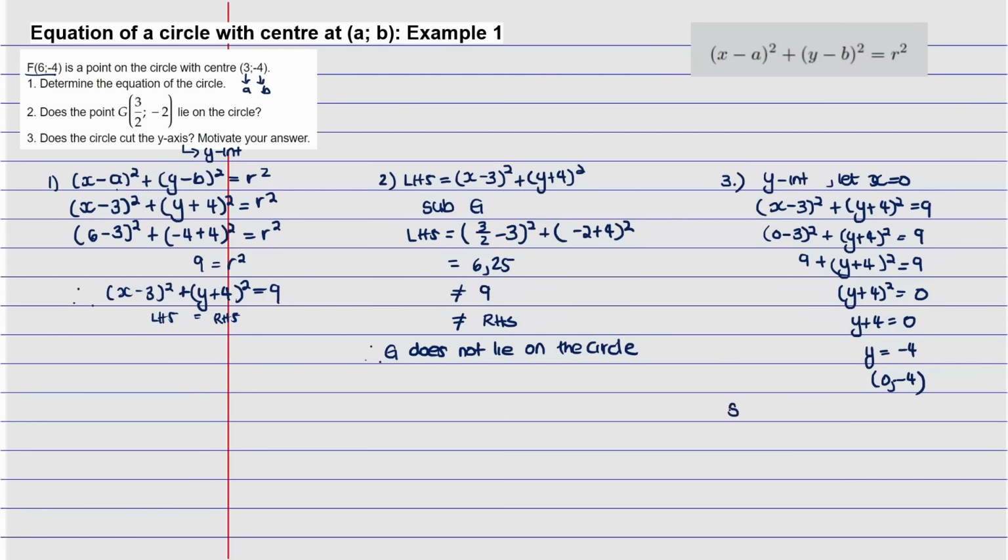So the circle cuts the y-axis at (0, negative 4).